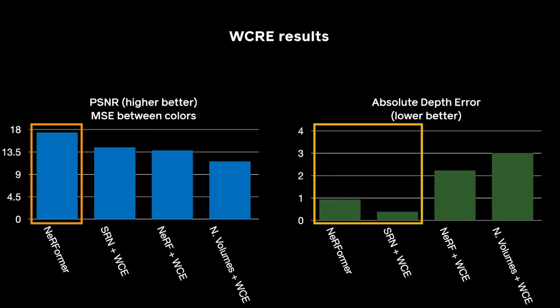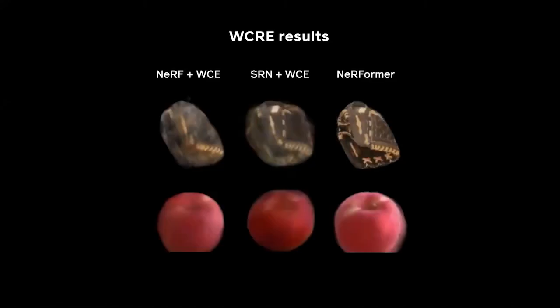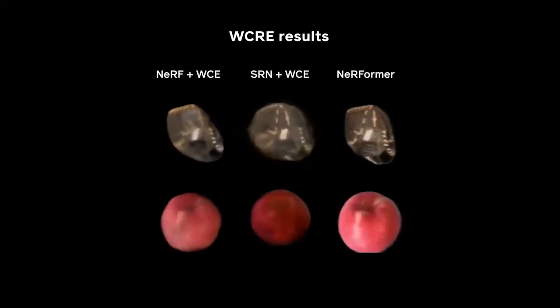But this transformer, because it's using these transformers, actually tends to work quite a bit better, at least in terms of perceptual quality. In terms of reconstruction error depth, this is about the same or slightly worse in this instance of SRN with these warp embeddings. Okay, and so here you see some reconstructions.